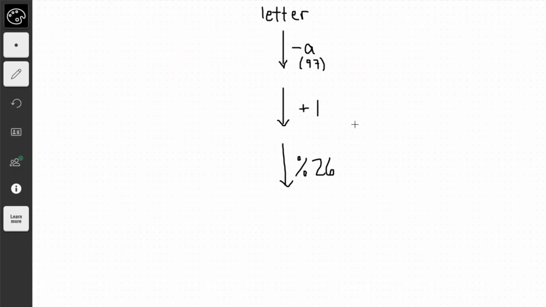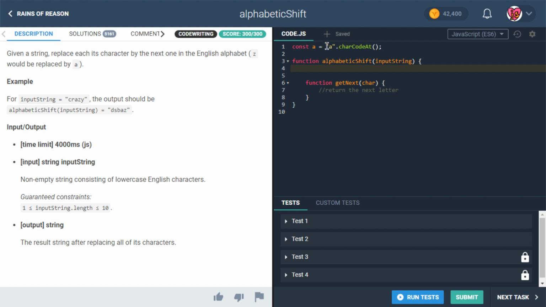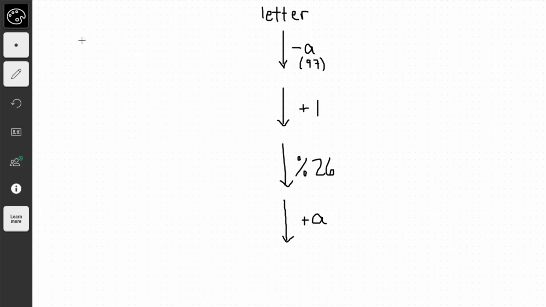So if you think about it, 26 is kind of like the number of letters in the alphabet, and maybe that's not a coincidence. Anyway, at the end, we're going to add back on the character code for A. So again, that's 97, but we've got it stored as A over here as a constant. Okay, great.